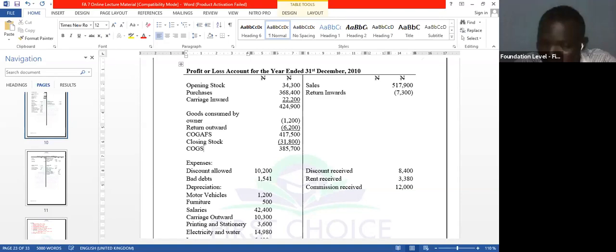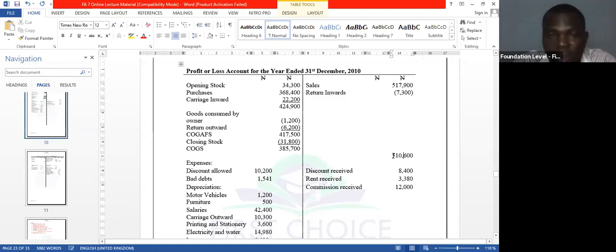Now that we have our cost of goods sold, we look at our debit side and our credit side. If you look at our sales minus returns inward, it gives us a total sum of 510,600. Now this figure, cost of goods sold, is lesser than this figure.